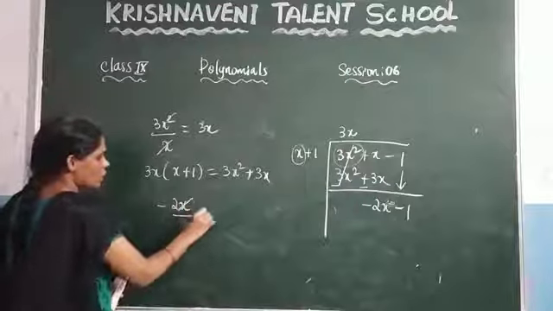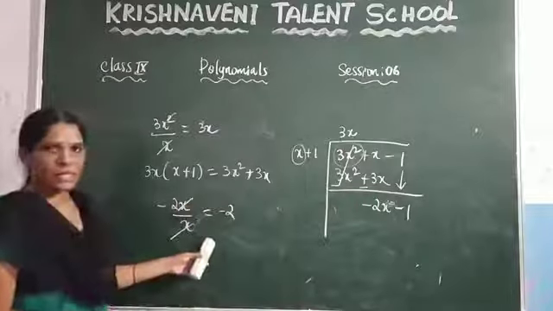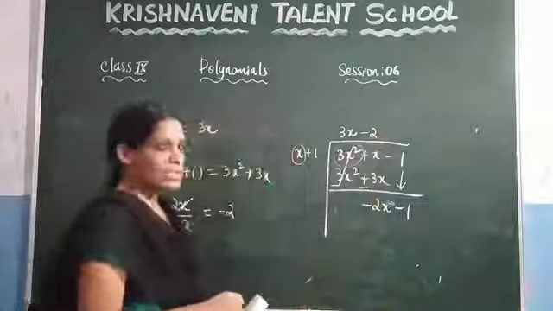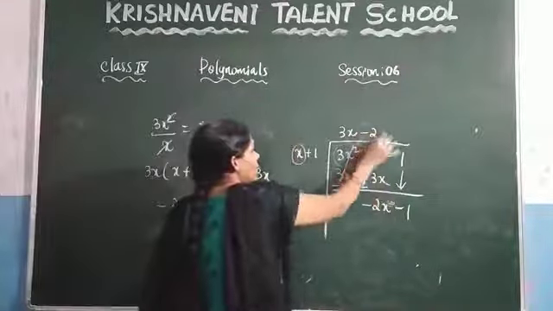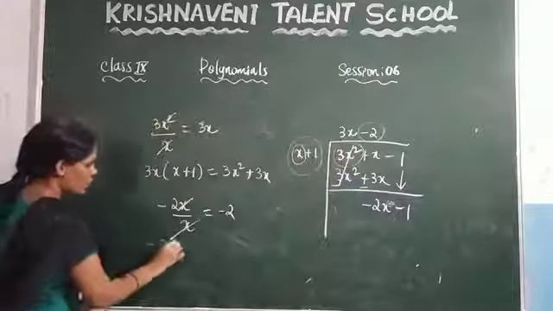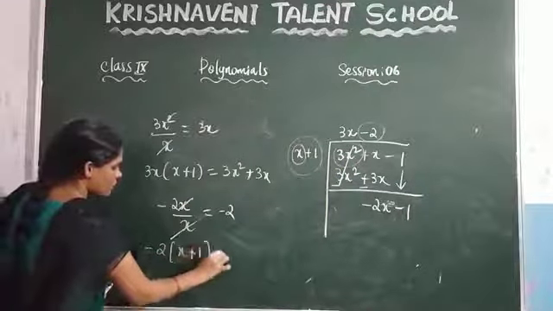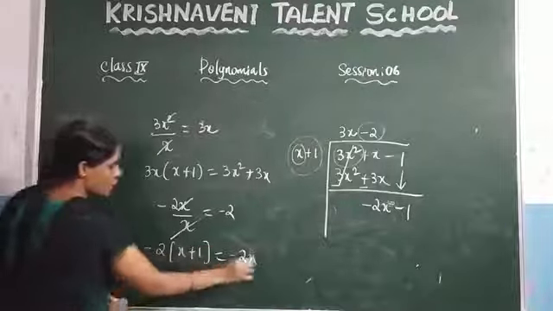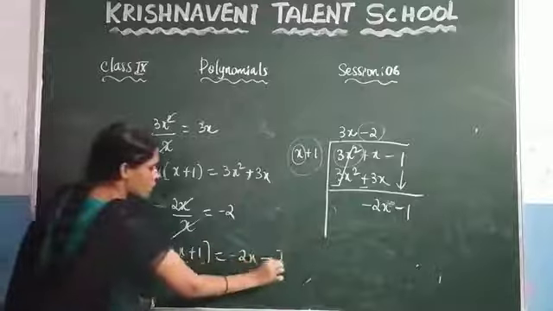If you divide, you will get minus 2. This is the second term in the quotient. Write it here, minus 2. Now what is our step? You need to multiply this term with this term. So multiply here, what you get: minus 2 into x plus 1. Minus 2 into x is minus 2x, and minus into plus is minus, 2 into 1 which is 2.